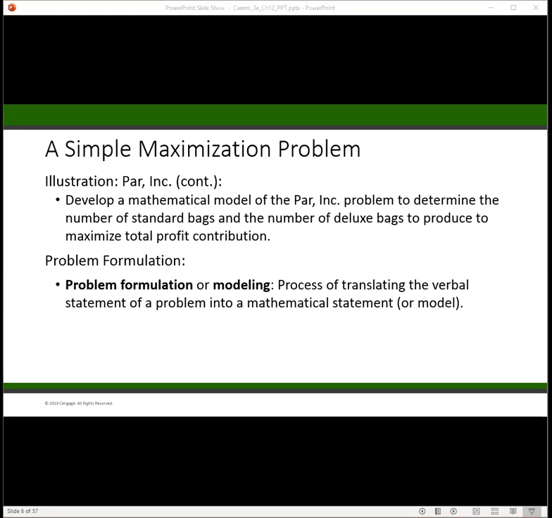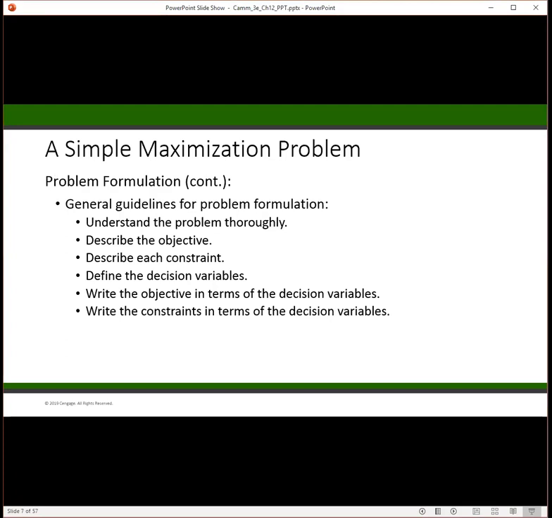So our goal is to develop a mathematical model of the Par Inc. problem, their business problem, so we can determine the number of standard bags and the number of deluxe bags to produce to maximize total profit contribution. So we do that by modeling or problem formulation. And this is a process of translating the verbal statement of a problem into a mathematical statement or model.